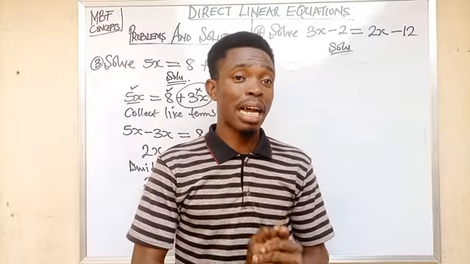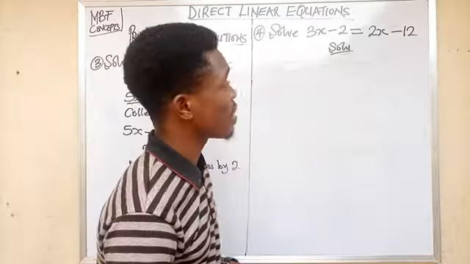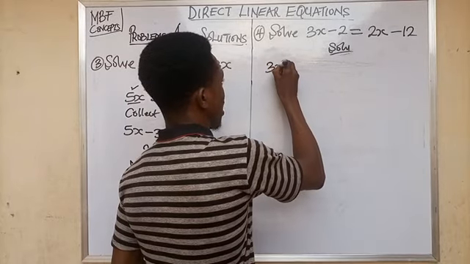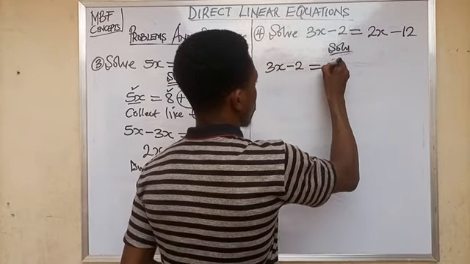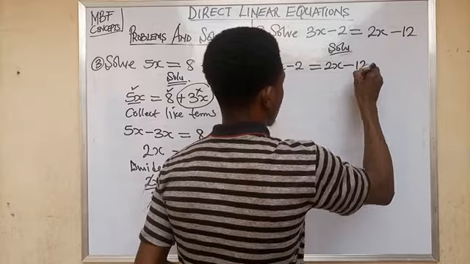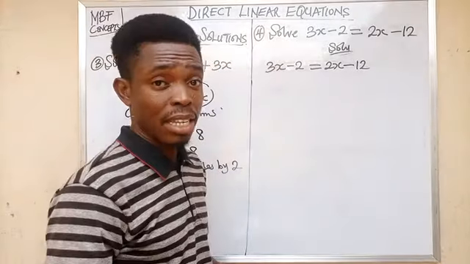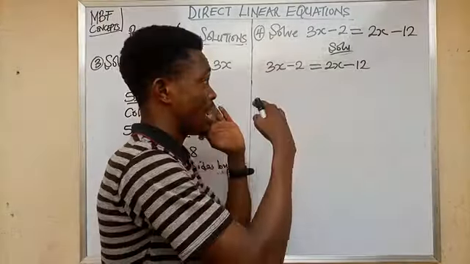Number of terms, then identify the terms that are wrongly positioned. Now, in this very question we are given that 3x minus 2 is equal to 2x plus 12. Now, we have 4 terms here. Is that correct? Yes. 2 to the left hand side and 2 to the right hand side.